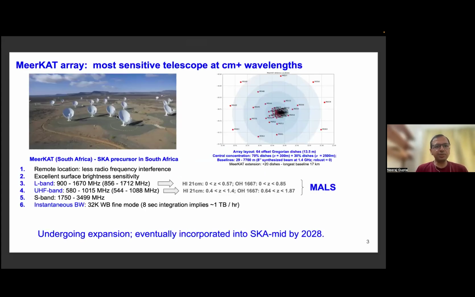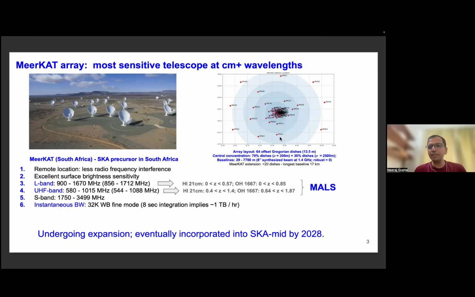So the MeerKAT telescope requires no introduction. It's the most sensitive telescope at centimeter wavelengths, and it's situated in South Africa. The remote location reduces the impact of radio frequency interference. On the right-hand side here, we can see the array configuration. It has a centrally concentrated array distribution, which means that it has very excellent surface brightness sensitivity.